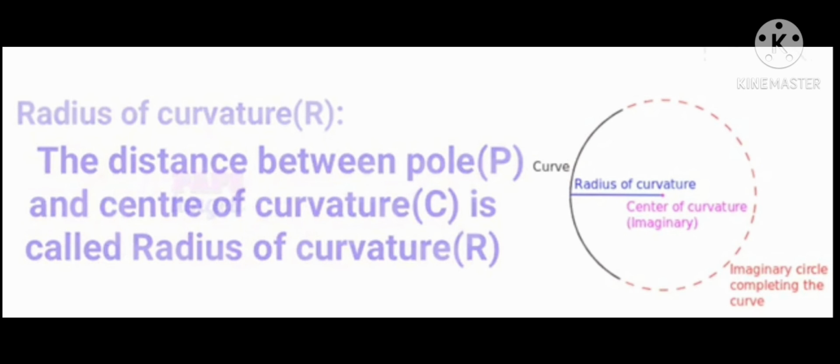The next word is radius of curvature. It is represented by the letter R. The distance from the pole to the center of curvature is called radius of curvature. Here the distance is measured from the pole because the distances should be measured from the pole in the case of mirrors. So we should measure the distance to the center of curvature from the pole. This distance is known as radius of curvature.